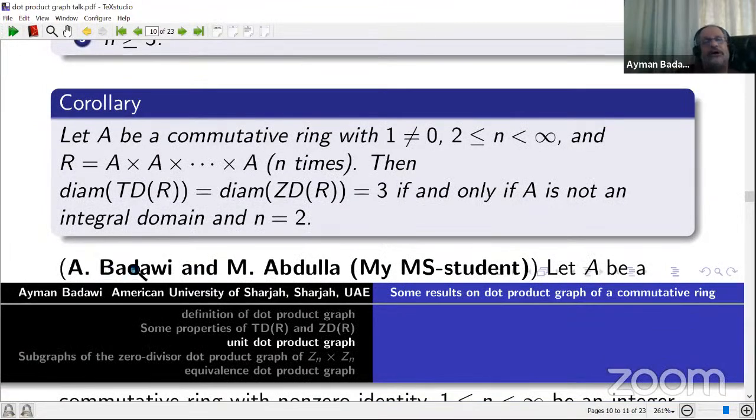This is the second part of my talk, with my student, Muhammad Abdullah. In fact, he finished his master's in algebra, but now he is in Germany working on his PhD in functional analysis.